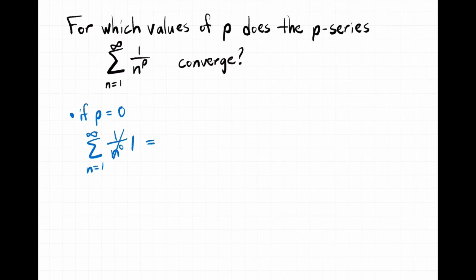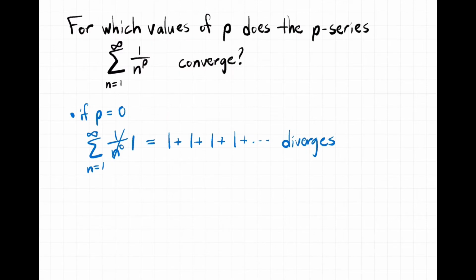So what are we adding up? We're adding up 1 plus 1 plus 1 plus 1 plus, etc. That definitely diverges. So put these together. That says that if p is less than or equal to 0, the series diverges.